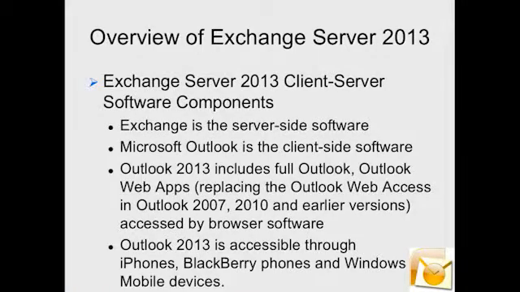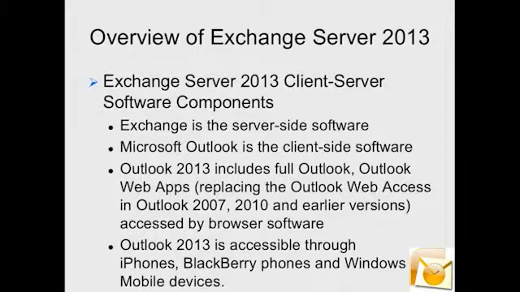So Exchange Server 2013 is comprised of two different components, the client software component and the server component. The server-side software is, of course, Exchange Server 2013, and the client-side software is Microsoft Outlook 2013, or it could be 2010. Now, Outlook 2013 includes the full Outlook client, as well as Outlook Web App, which replaces the Outlook Web Access in Outlook 2007, 2010, and earlier versions.